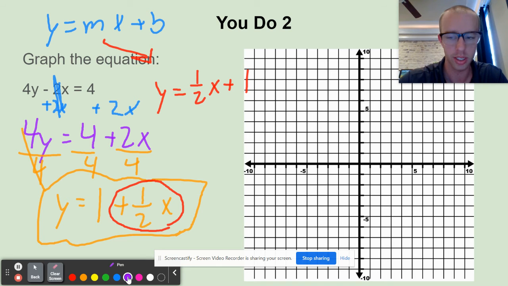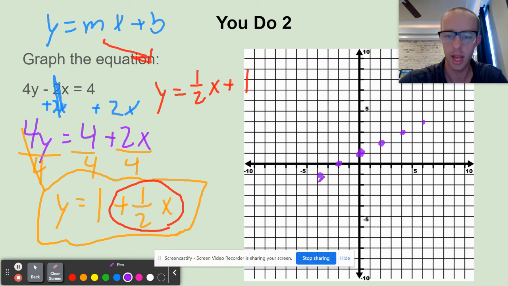So the b tells me where to start. I'm going to start at 1 on the y-intercept. And I have 1/2 x. I'm going to go up 1 over 2. I only need 2 points for a line, but I could do this forever. Up 1 over 2, up 1 over 2. Can even do it in reverse, down 1 behind 2. Doesn't matter.